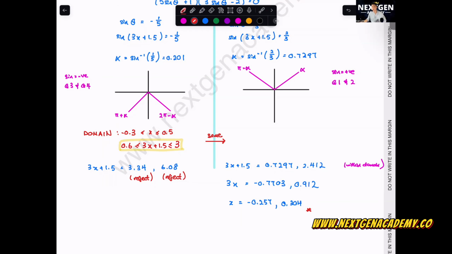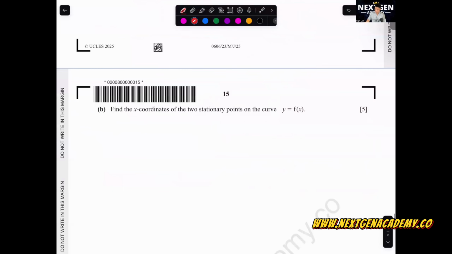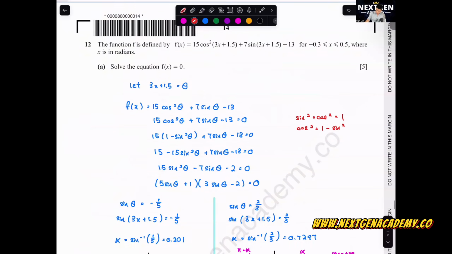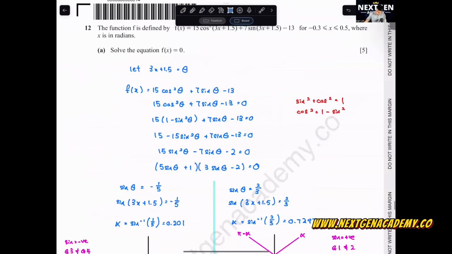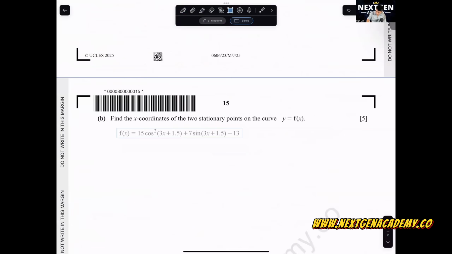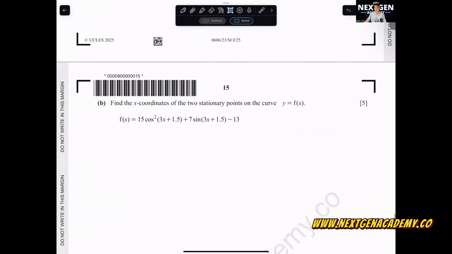The other question is also another trigo, so another 5 marks over here. Find the x coordinates of the two stationary points on the curve. What is a stationary point? Let me just copy down this one again first. f(x) is this. Stationary point means dy over dx equals 0, or f prime x equals 0, right? So we're going to find f prime x first.